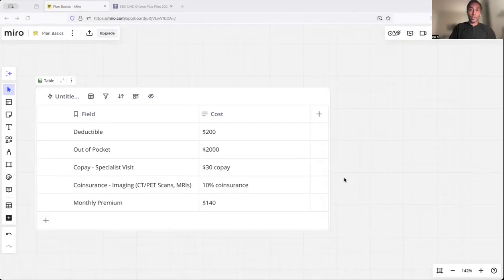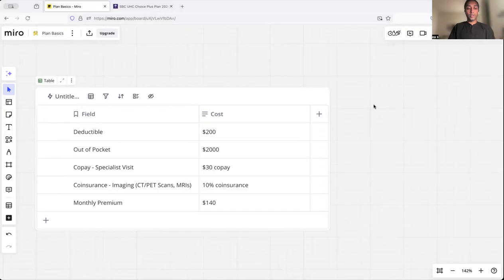Speaking of these costs, let's start with deductible first. Deductible is the amount of money that the insurance company is forcing you to pay before any of these benefits kick in. And when I say benefits, I mean when we look at copay and coinsurance, you can see that a specialist visit is $30 and coinsurance for imaging like MRIs is a 10% coinsurance. So you're on the hook for only 10% of the cost. But an insurance company doesn't want to give you those special discounts right away. They want you to work for it. And they want you, in this case, to spend $200 of your own money before these different costs apply.